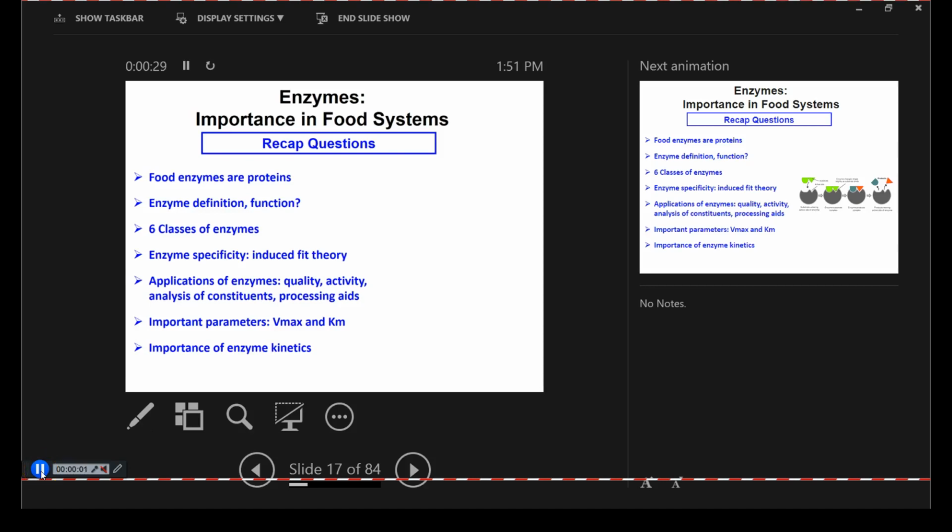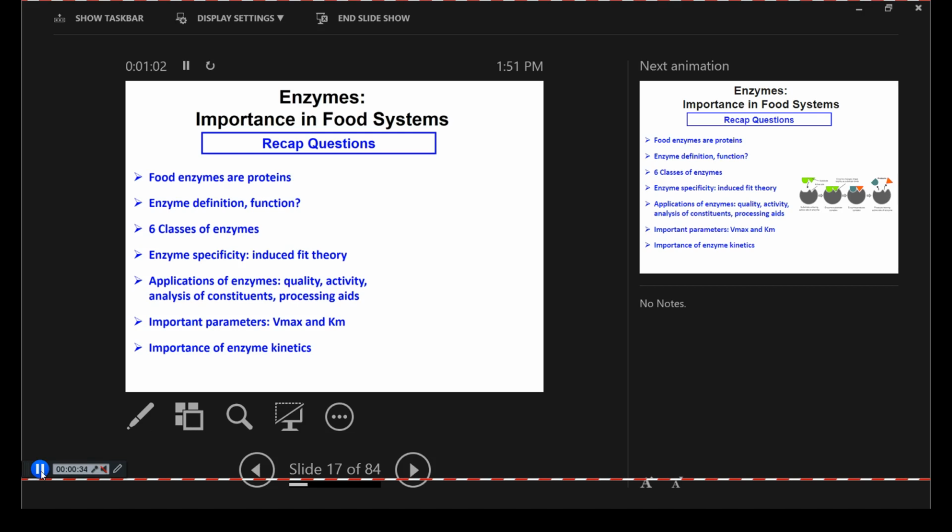Okay, so we only did a little bit of enzymes last time, maybe just half an hour worth of lecture. So, are enzymes proteins? Yes. Except for? Ribozymes, but we don't care about ribozymes, but food enzymes are proteins. Okay.